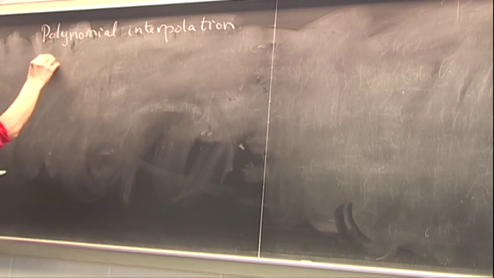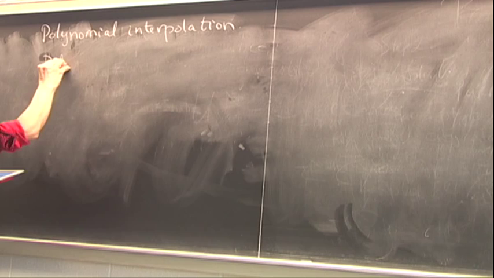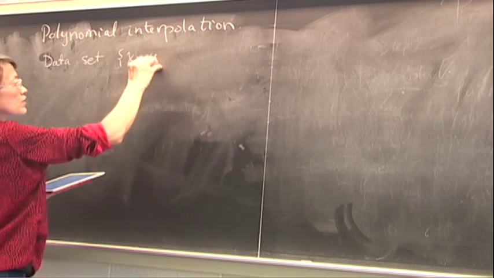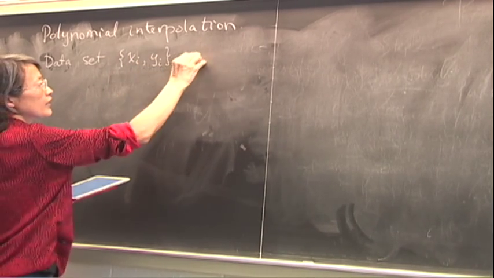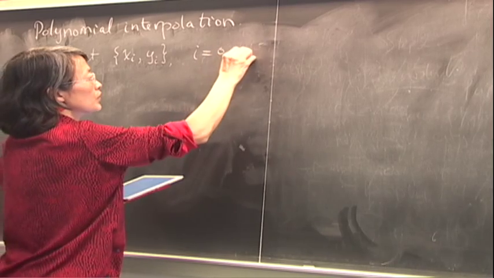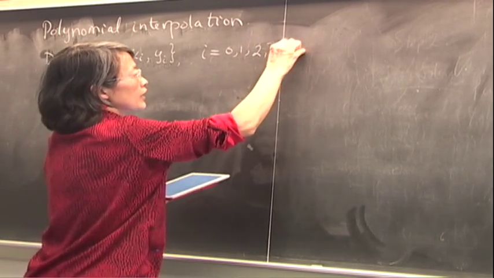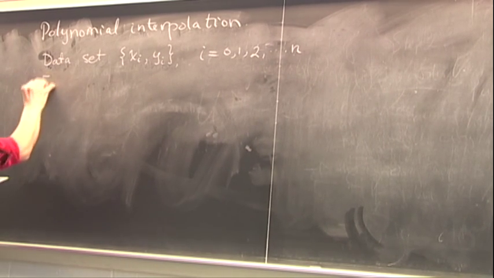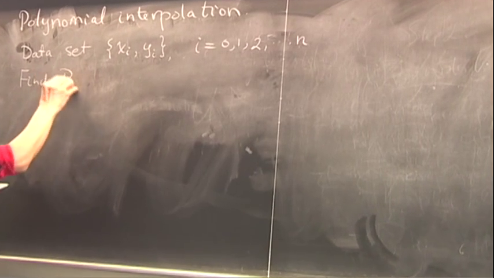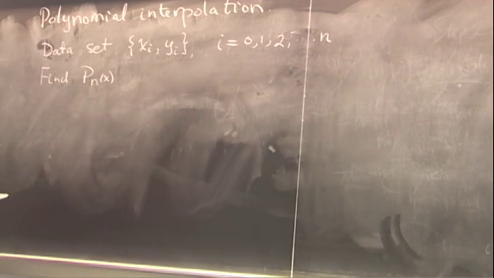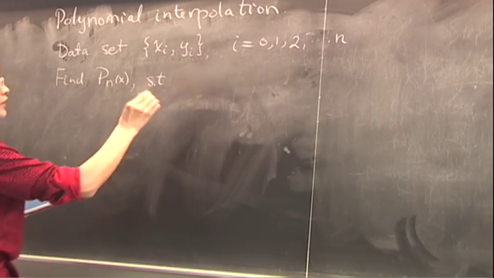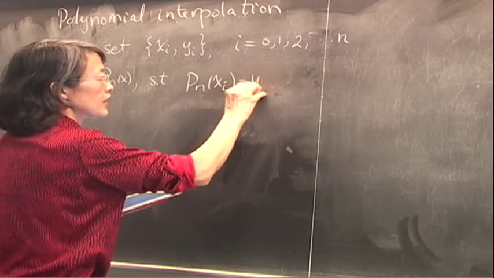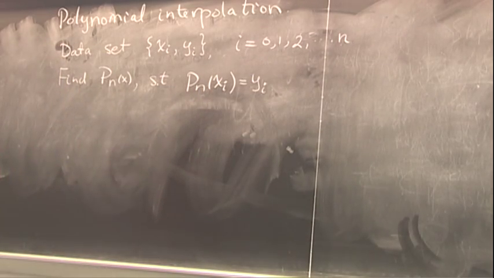So I will have a data set. So this is my data. I have a set of data containing all these points, xi, yi. i runs from 0, 1, and 2, to n. So n plus 1 data points, and I want to interpolate it. So the goal is to find a polynomial of degree n such that Pn interpolates it. So Pn at xi exactly equals yi for all the points, right?